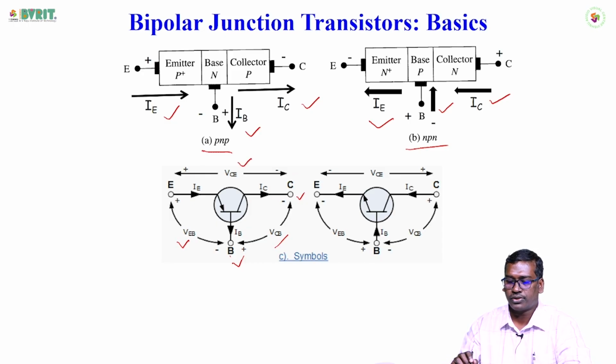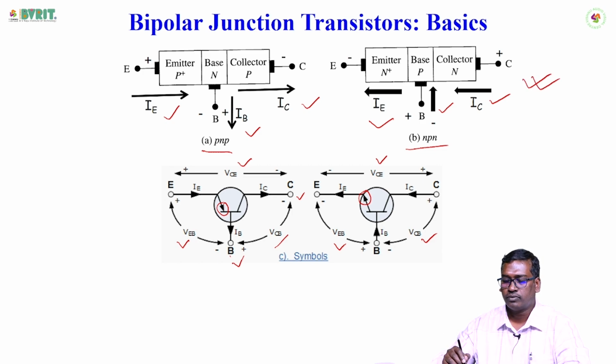Similarly, for the NPN transistor, the arrow mark is coming out. When the arrow mark is coming out of the transistor, we call it an NPN. Whereas when the arrow mark is going into the transistor, we call it a PNP transistor. You can easily distinguish between these two transistors. Here also we see the voltages VCB, VEB and VCE. In the above picture we can see the current notations, and in this picture we can see the voltage notations.